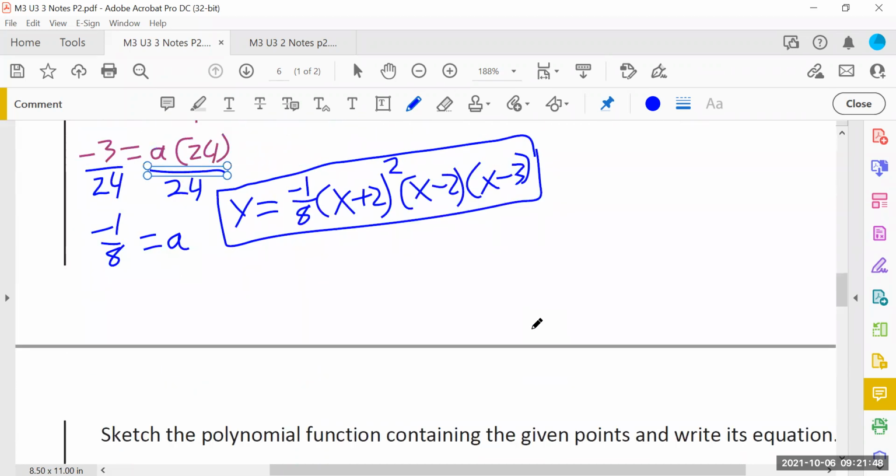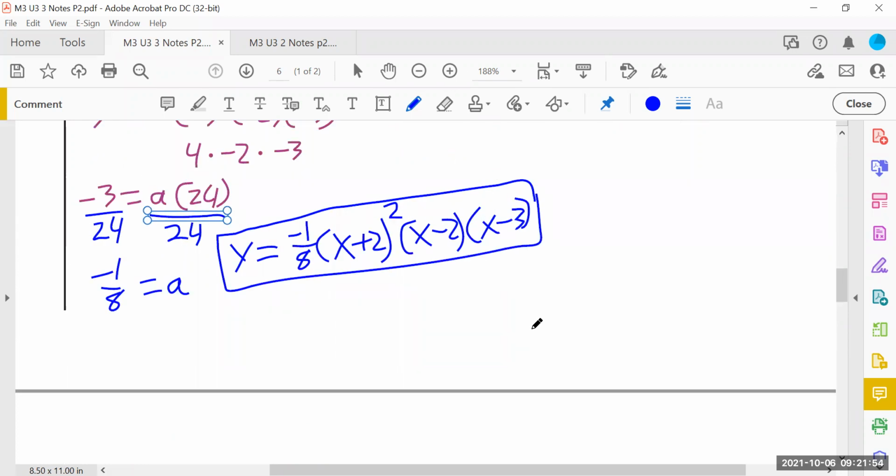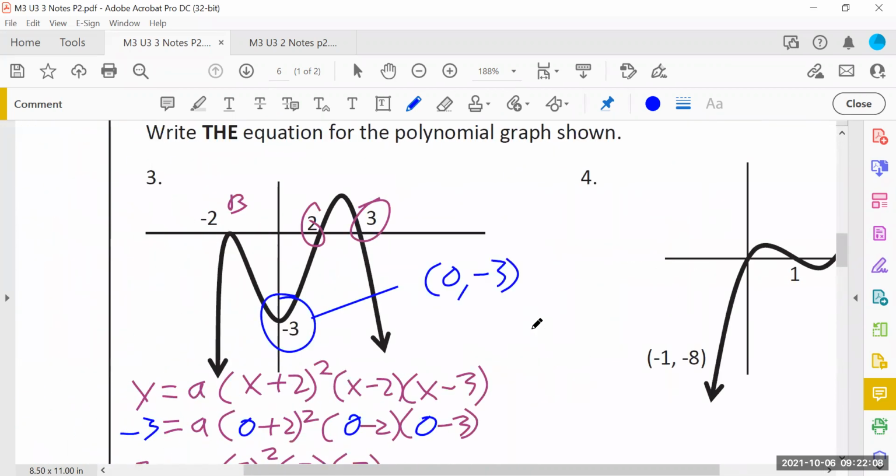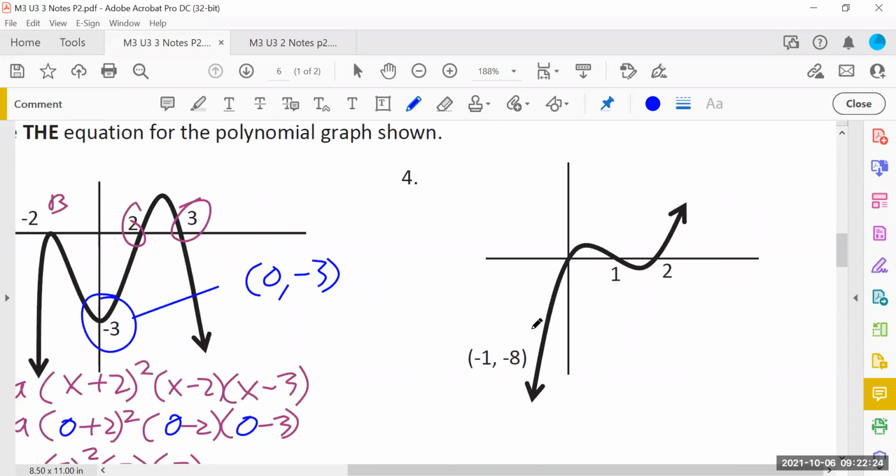It is a lot. But is everybody clear that the first step's pretty easy, right? Finding all the factors. Most of our work just involves finding that A value. So let's look at the next one. Now, actually, before we go on to the next one, does it make sense that our A value was negative? Look at the end behavior. Does it make sense that our A value was negative? Right? Low end behavior, it makes sense. That's what we would expect it to be. So let's try the next one. Number 4.